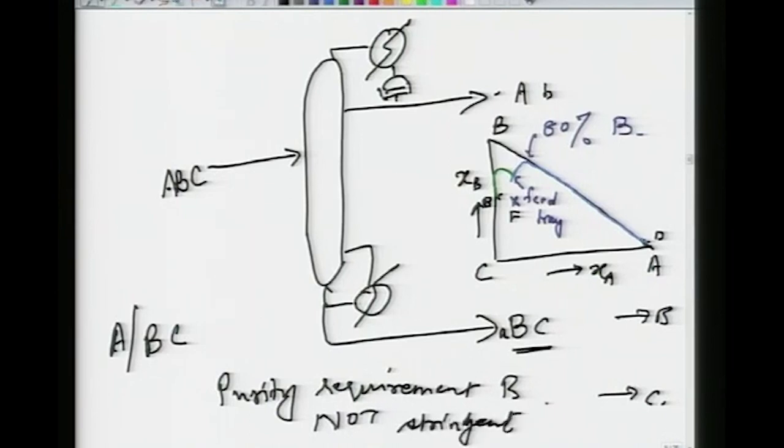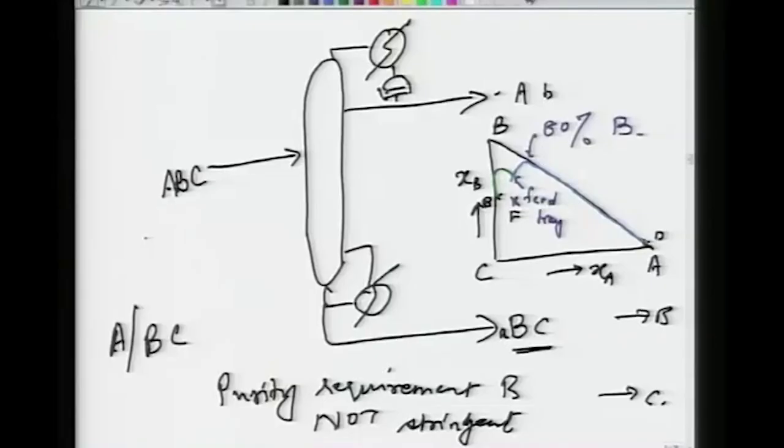What do I mean by not very stringent? That means I do not want, for example, 99.9% pure B. Even if the B stream is 80, 85, 90% pure, I am okay. That is acceptable. A common example may be that B is a reactant being recycled back to the reactor. So even if it has some amount of A or C in it, that is acceptable. It is not a product stream, it is just merely a recycle stream. So even if it is impure, that is acceptable.